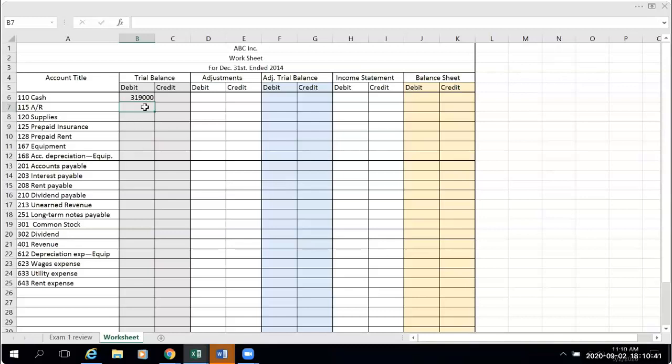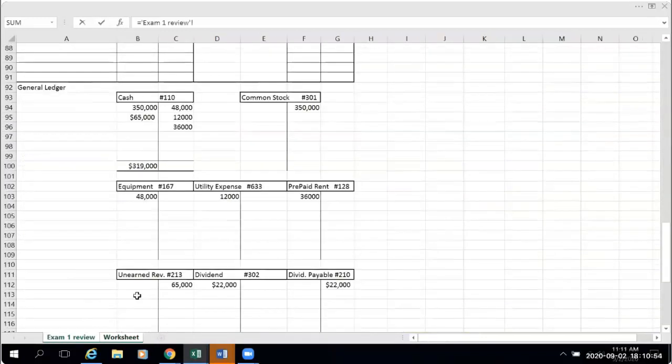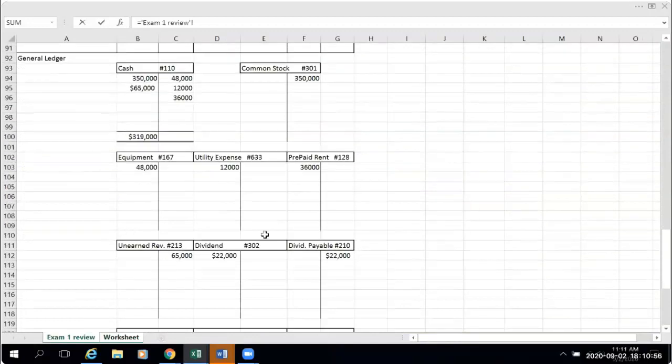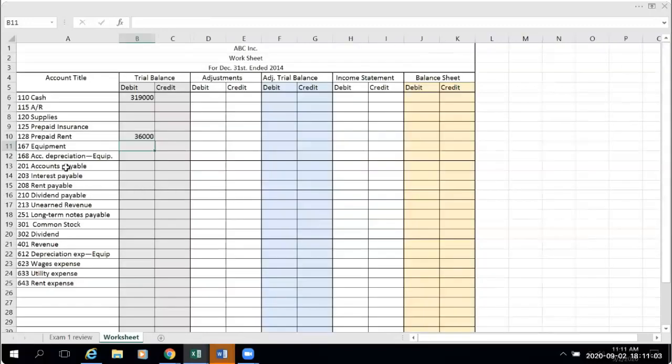Do we have any accounts receivable? No. Do we have any supplies? No. Prepaid insurance? No. Oh, prepaid rent. I remember that. We have that. So let's do that. Equals, go to the general ledger, prepaid rent. Yes, right there. Enter. And a question: why is cash at the top, prepaid rent here, and, let's say, revenue over here?